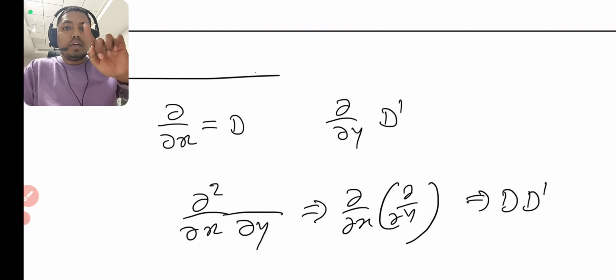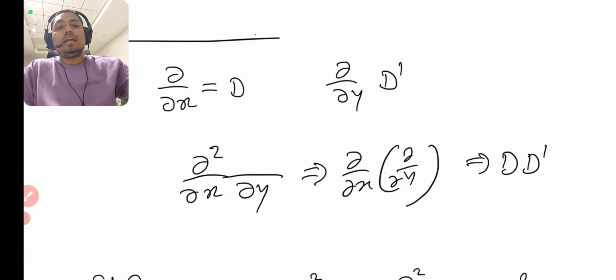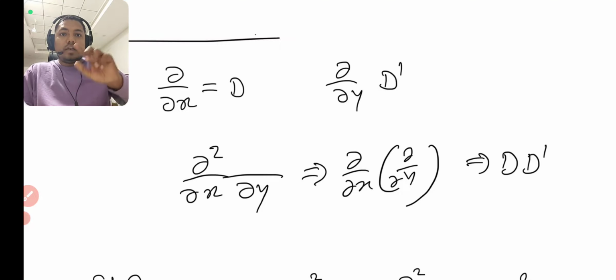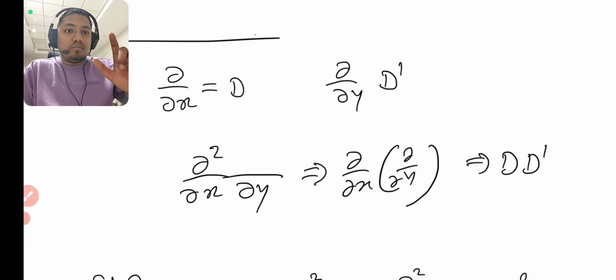Whenever you see dou by dou x, we will write that as capital D. Whenever you see dou by dou y, you will write D prime. And whenever you see something like dou 2 divided by dou x dou y, first you split this as dou by dou x into dou by dou y. So dou by dou x you write as D, and dou by dou y you write as D prime. So you can see in the last one I have written DD prime, right?